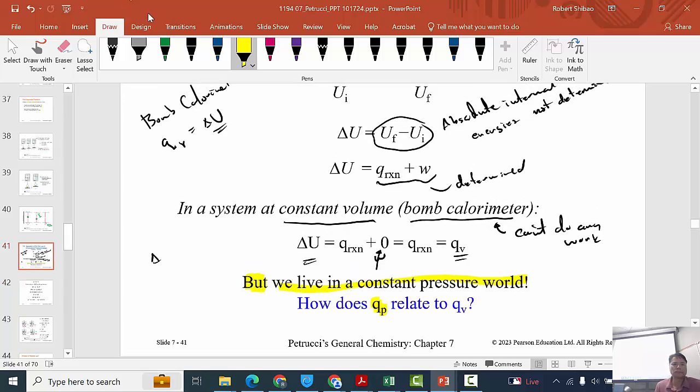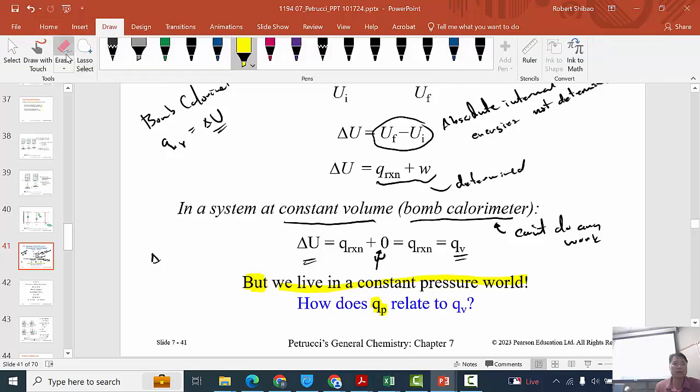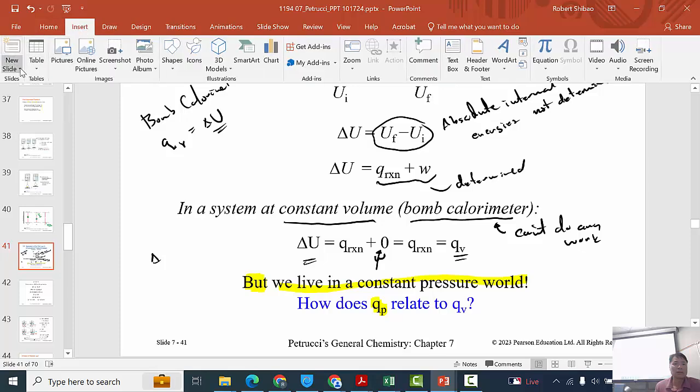And so, but there's a problem: in a bomb, you can't do any work. Okay, but in a constant pressure world, normally work can be done. And so let's add a couple of slides here.